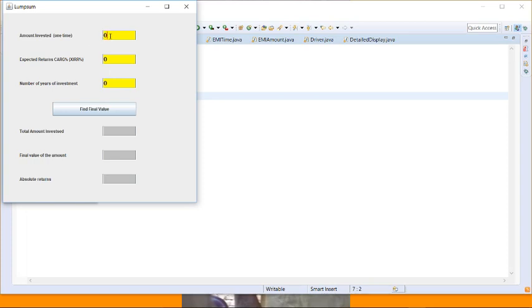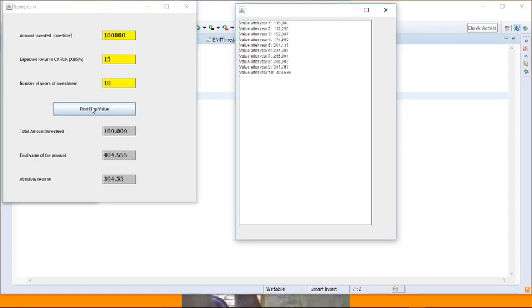Suppose you want to invest ₹1 lakh with an interest of 15% for a period of 10 years, then for each year, what is the amount? It's showing that after 1 year the amount will be 115,000, after 2 years it is 132,000, after 3 years it is 152,000, like that after 10 years it will be 404,000.